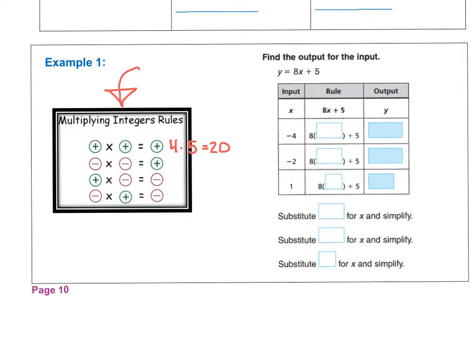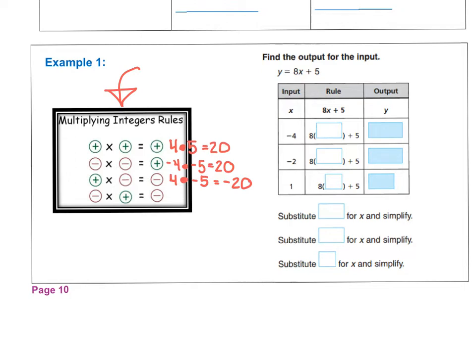The next line says a negative times a negative is also a positive. That would look like negative 4 times negative 5 is going to equal a positive 20. So two negatives multiplied together make a positive. Two positives multiplied together also make a positive. If the signs are mixed up, a positive times a negative, or as you see on the bottom, a negative times a positive, we get a negative result. With our 4 and 5, that would look like positive 4 times a negative 5. That's 4 groups of a negative 5, and that's going to be negative 20.